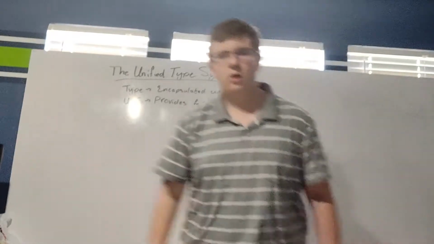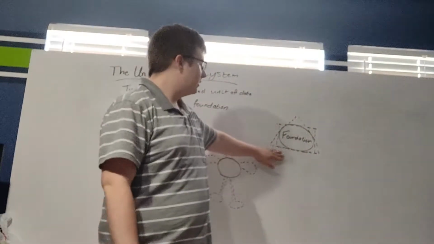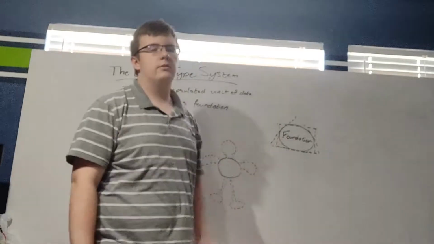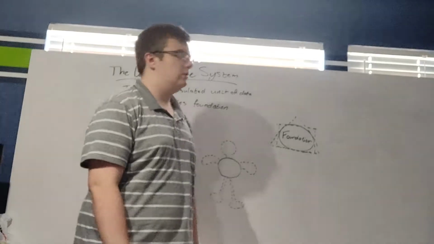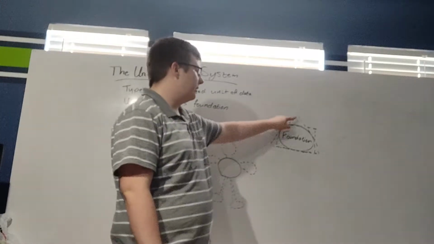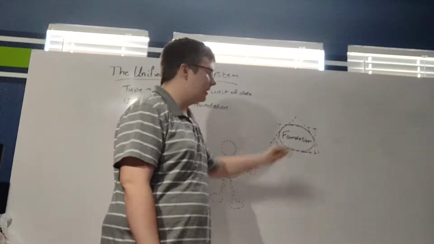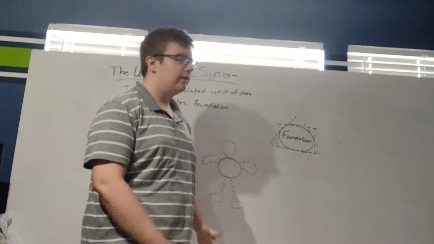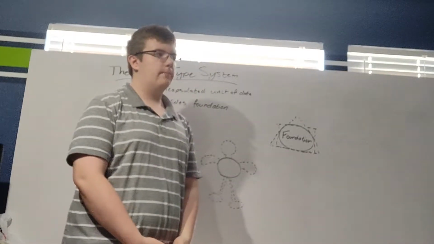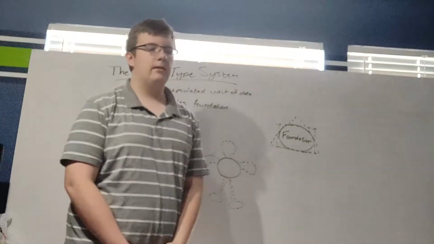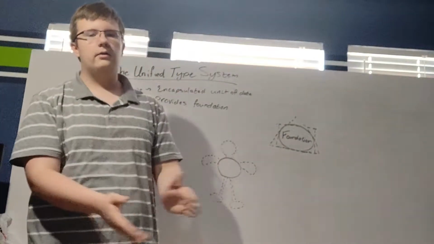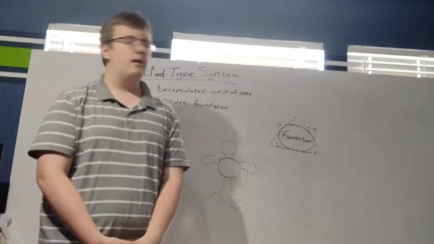So I've got a couple of drawings over here. This one is really simple. You have a circle, and your circle is the foundation. You can add on to that foundation, but you can't take away from it. For example, you can make a triangle, or you can make a rectangle. You can add on to this foundation as much as you want, but you can never take away from it. And this is because of an overarching unified type system.